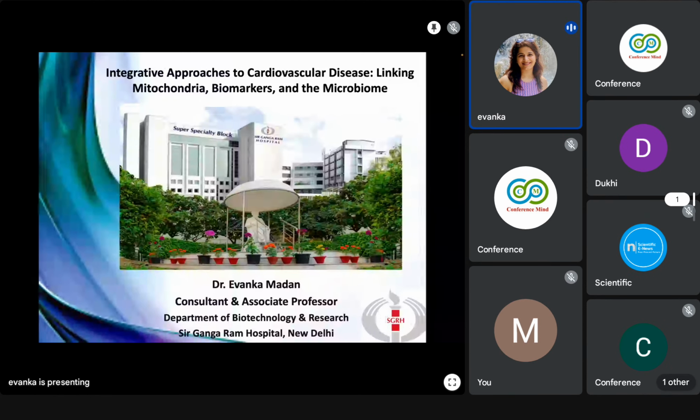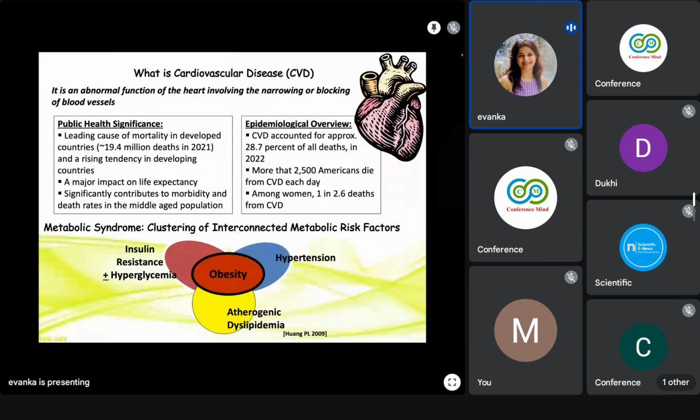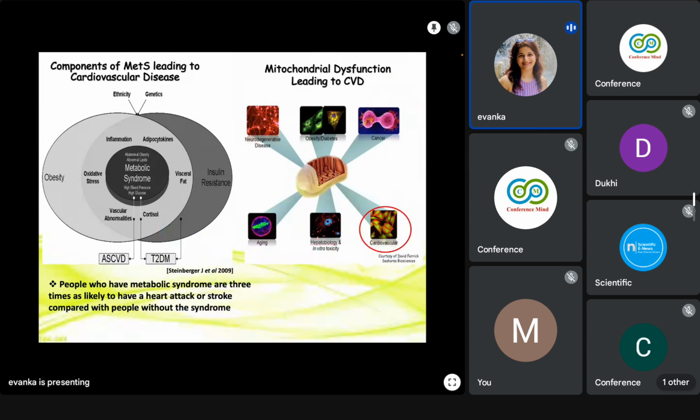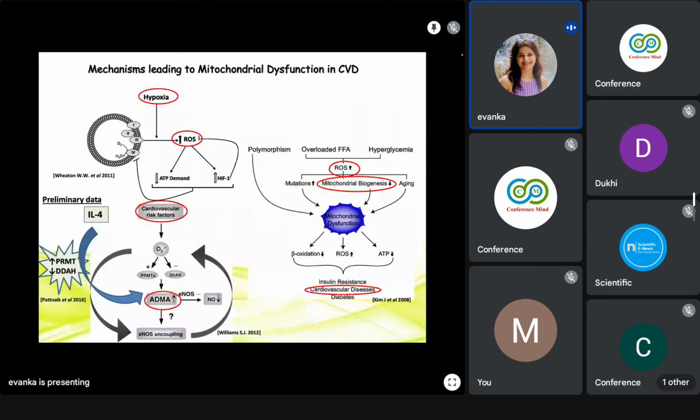Metabolic syndrome is a cluster of interconnected metabolic factors, including insulin resistance, obesity, hypertension, and atherosclerosis. If I talk about the components of metabolic syndrome which lead to cardiovascular disease, we normally have obesity, inflammation, adipocytokines, and insulin resistance. Mitochondrial dysfunction is seen to be one of the major key factors leading to CVD.